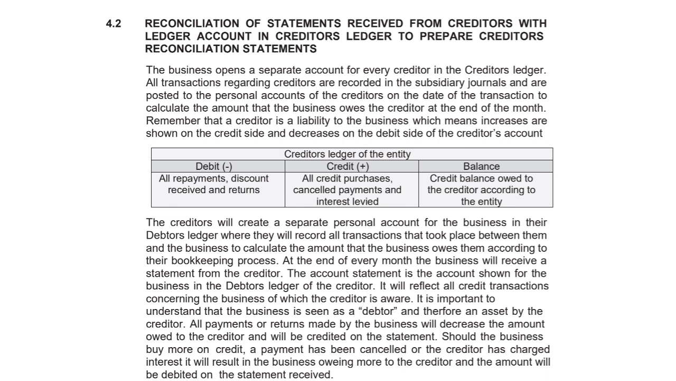on the date of the transaction to calculate the amount that the business owes the creditor at the end of the month. Remember that a creditor is a liability to the business, which means increases are shown on the credit side and decreases on the debit side of the creditor's account.